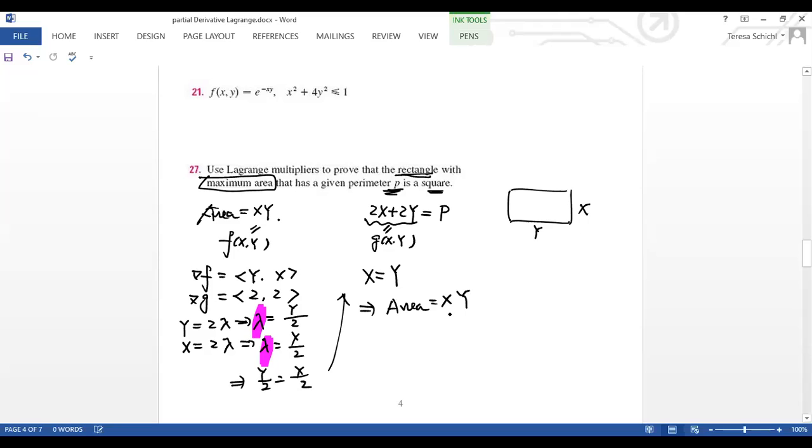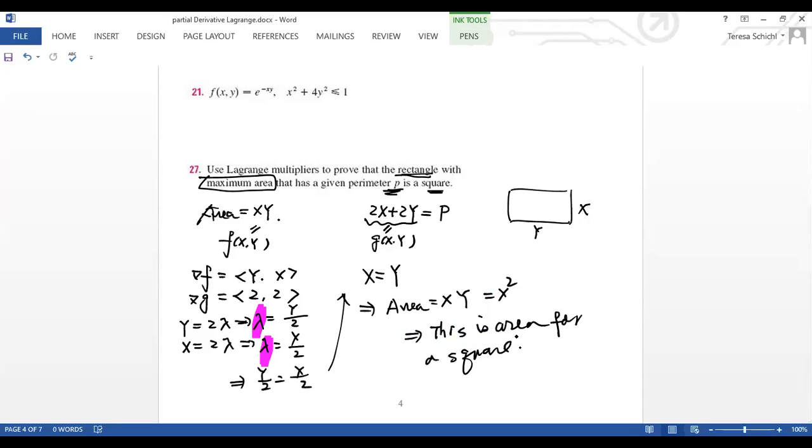So x times y, this is the area. So this equals x squared, right? So this is the area for what? For a square, right? So it's pretty easy to prove here. Okay, that's it.